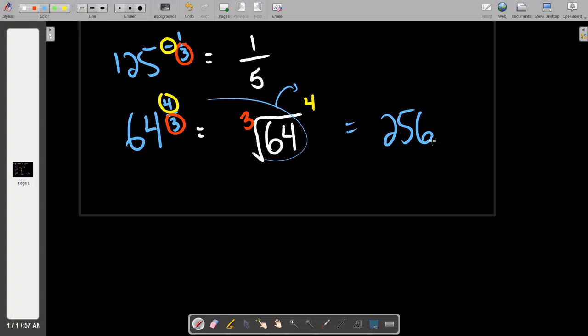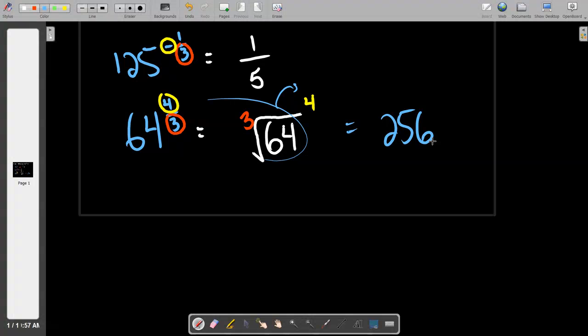The handiest thing in the world is to know things like the cube root of 64, 4 to the 4th power, 3 to the 5th power, 2 to the 6th power. The quicker you just know those by rote memorization, the less bogged down you'll be. But that's how that one would go.